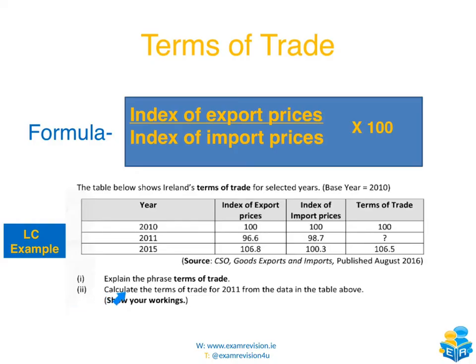Our second terms of trade question is given in this scenario where you're given a table with the index of export prices, the index of import prices, and you're asked for the terms of trade for one particular year. And your formula here for terms of trade is very simple. It's the index of export prices over the index of import prices multiplied by 100.